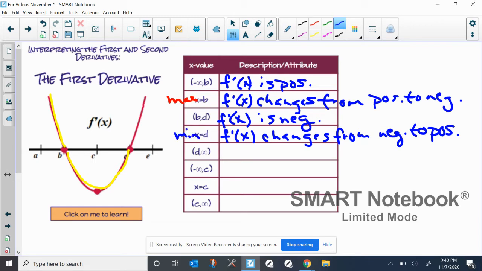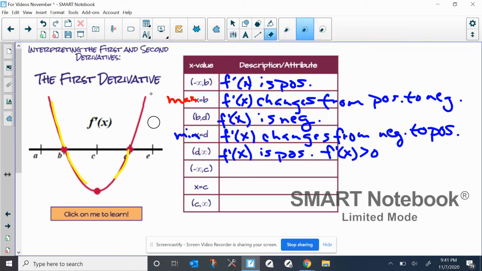Okay, from d to infinity, we know that my f prime of x is positive again. And I'm writing is positive, but you could also write f prime of x greater than 0. It's the same exact thing. All right, so I'm going to erase all of this.